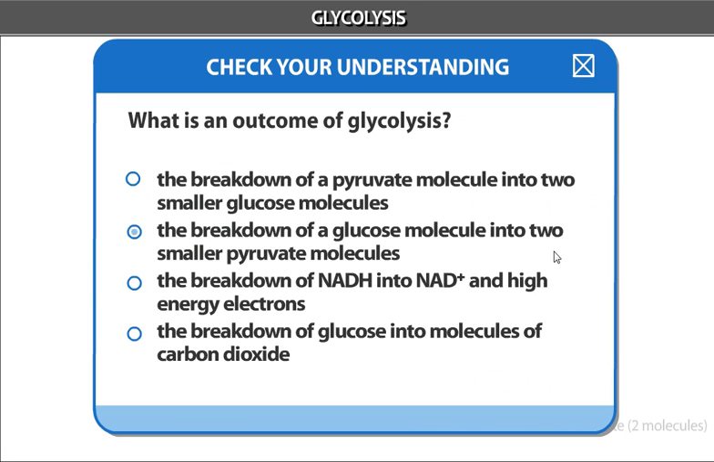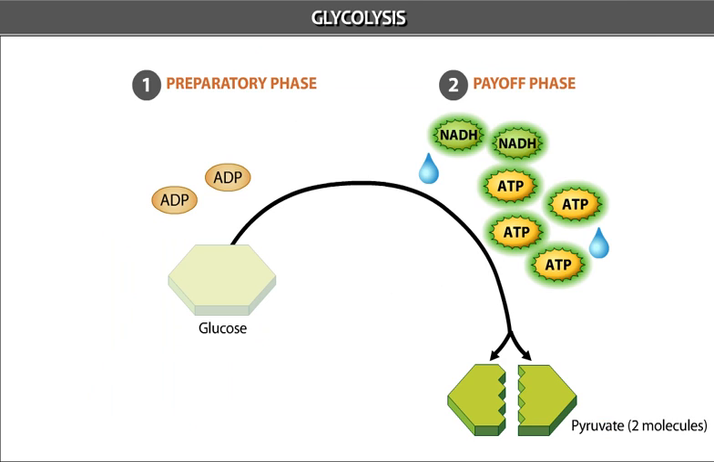What is an outcome of glycolysis? The breakdown of a pyruvate molecule into two smaller glucose molecules, the breakdown of a glucose molecule into two smaller pyruvate molecules, the breakdown of NADH into NAD+ and high-energy electrons, or the breakdown of glucose into molecules of carbon dioxide? And the correct answer is the breakdown of a glucose molecule into two smaller pyruvate molecules.